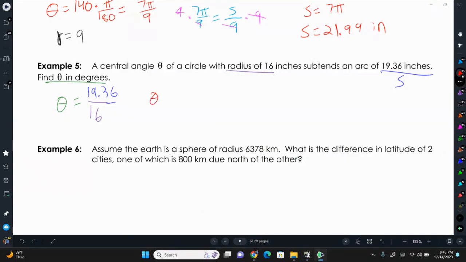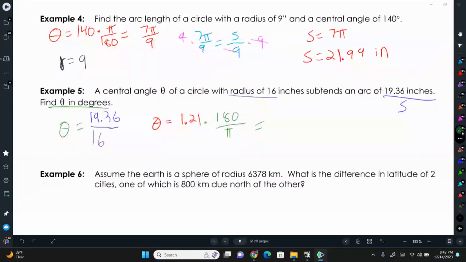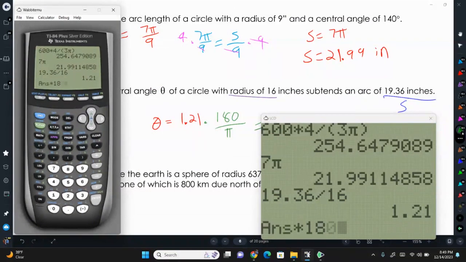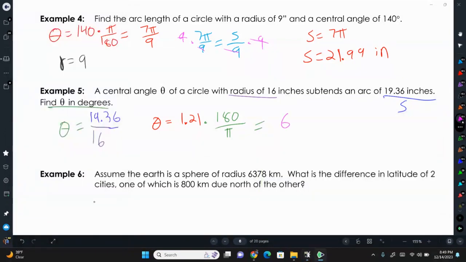Now, 1.21 is in radians, not degrees. So we got to take that 1.21 and times 180 over pi. Because radians can have a decimal instead of a pi component. Like up here, 5 pi over 6 in radians, if we type that in the calculator, that will give us a decimal. All right, so now we can take that 1.21 times 180 divided by pi, and that gets us 69.327 degrees. So we're going to say 69.33 degrees.